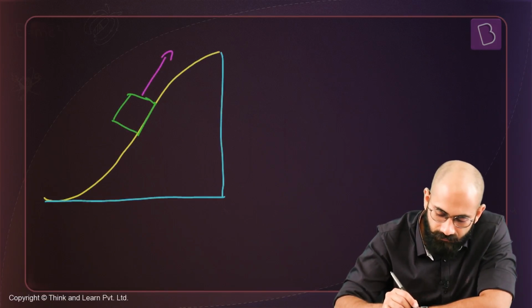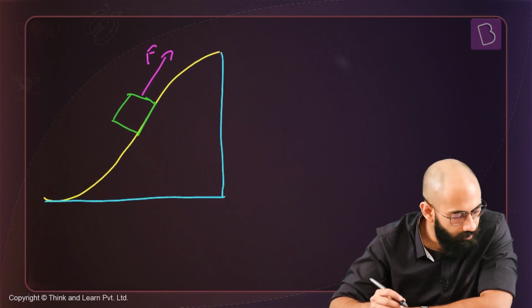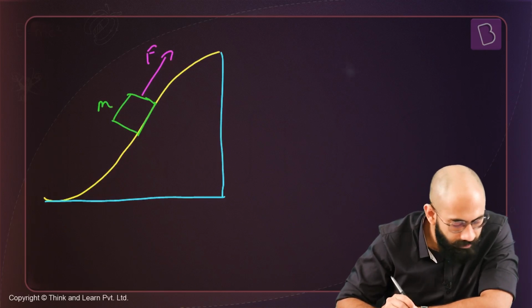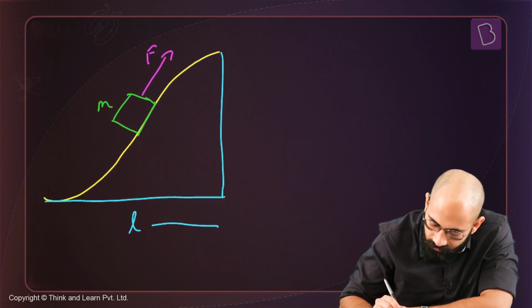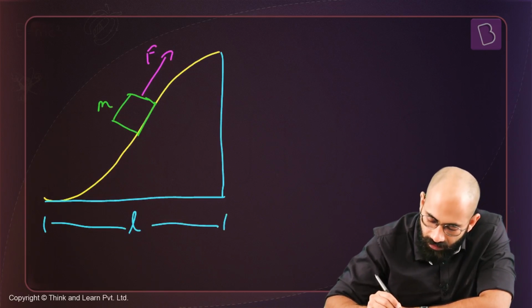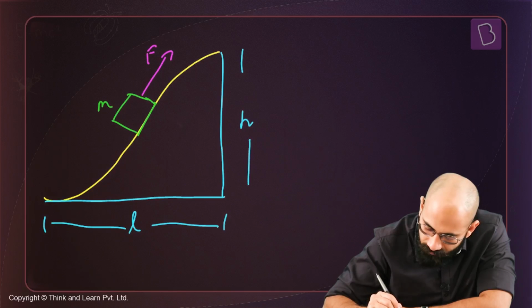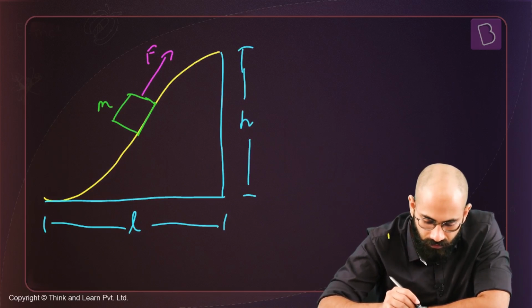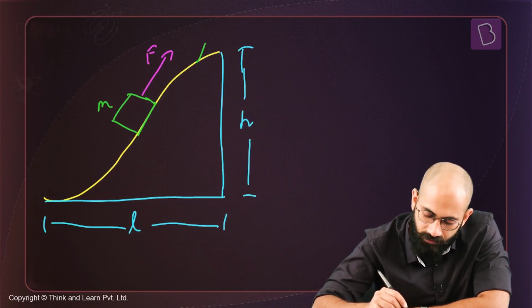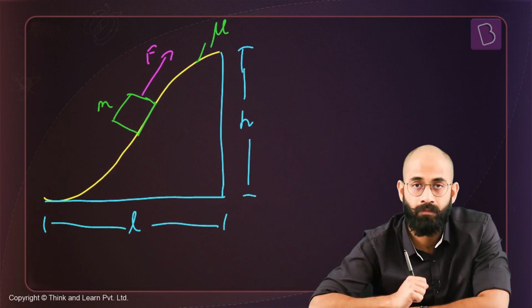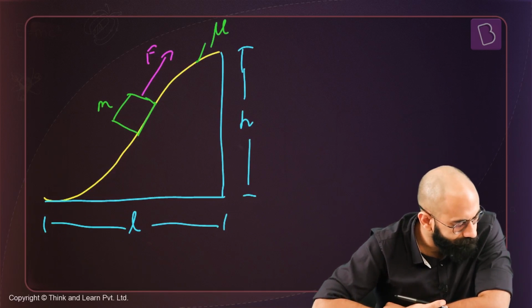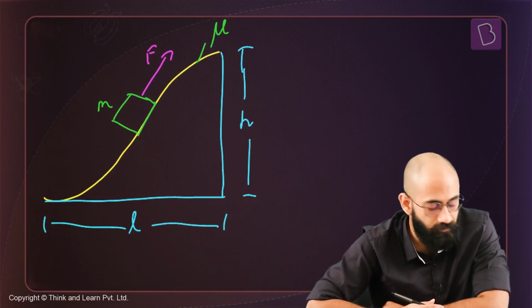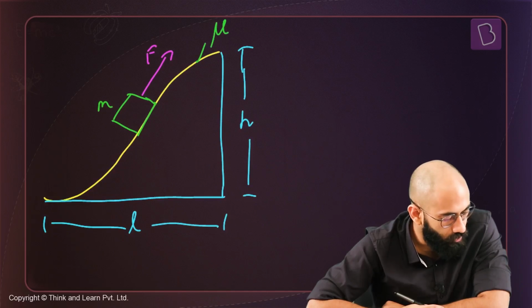And of course, what are the details? The force is F, the mass is given to be m, this length is given to be L, the horizontal distance is given to be L, and this height is given to be H. And of course, they've also given us the coefficient of friction, which is mu. So what we have to find is the work performed by this tangential force F through the whole distance.